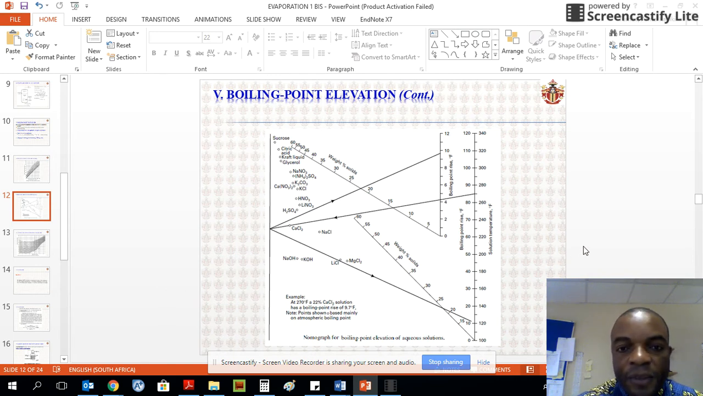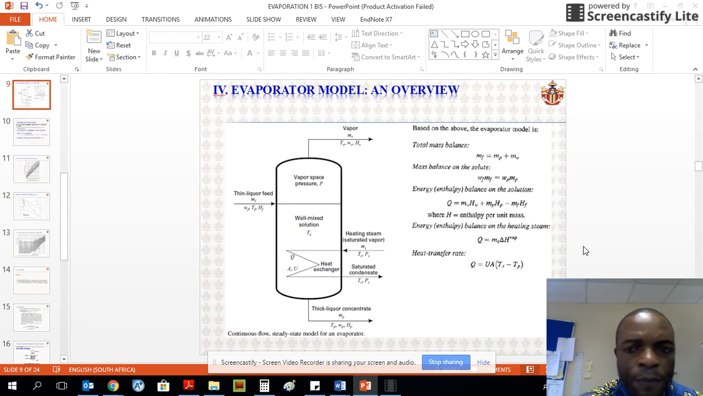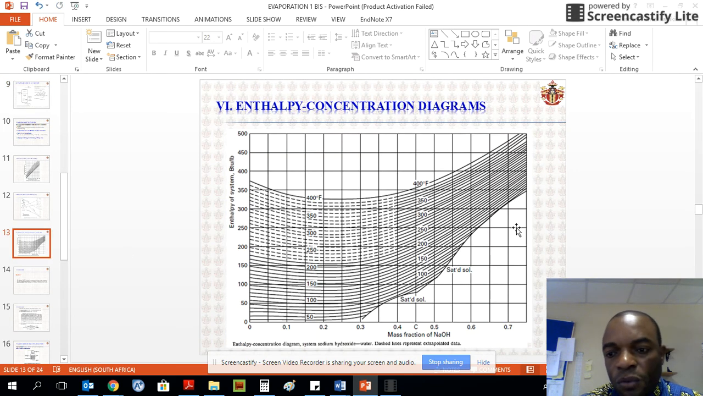Now we'll need the enthalpy of mixture when analyzing our evaporators. You see here we have the feed will be a mixture, as well as the product will be the mixture. To find the enthalpy of the mixture, you can refer to what we discussed while studying crystallization, but you'll always find a wide range of charts like this one, which was constructed for sodium hydroxide solutions. Once again, knowing the mass fraction, knowing the temperature, you can find the enthalpy of the system.